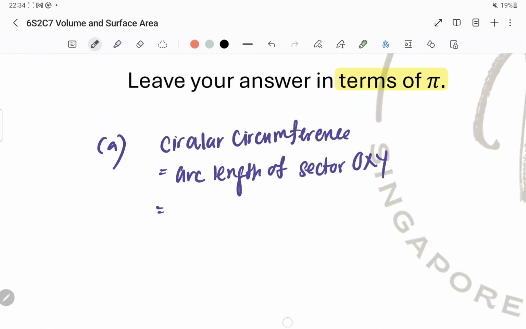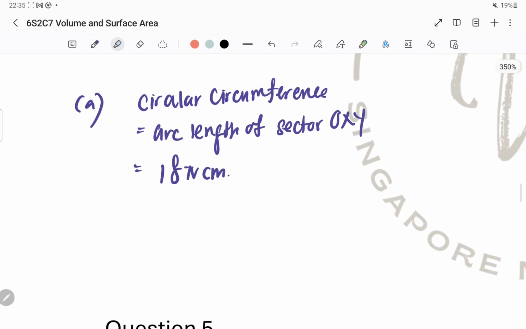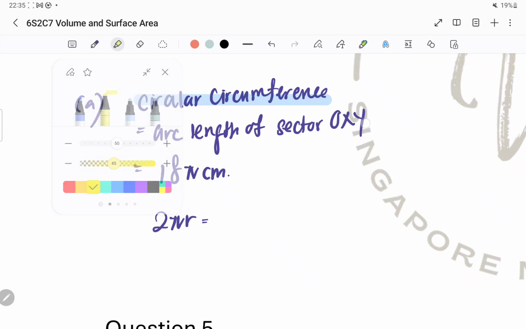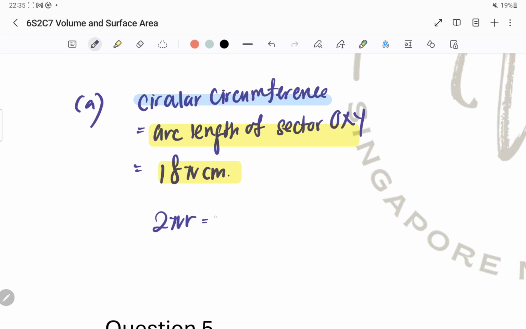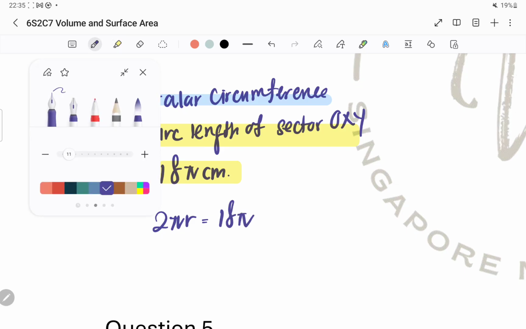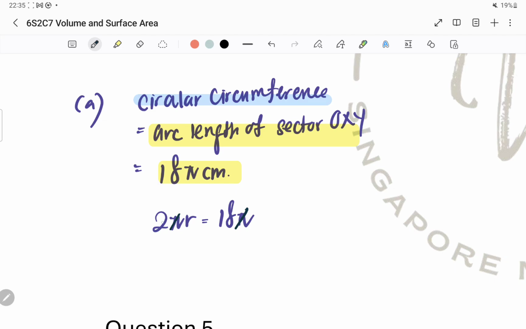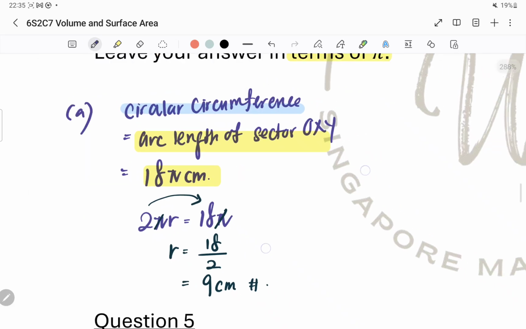OXY here is 18 pi cm. So remember, your circular circumference should become what? So now let me put the blue color here. Circular circumference is supposed to be 2 pi r. Then your arc length is what? The question gives you that the arc length is 18 pi. So what you can do? Cancel pi, cancel pi. Then 2 bring over, you will have r equals 18 divided by 2. Then automatically your radius is 9 cm.